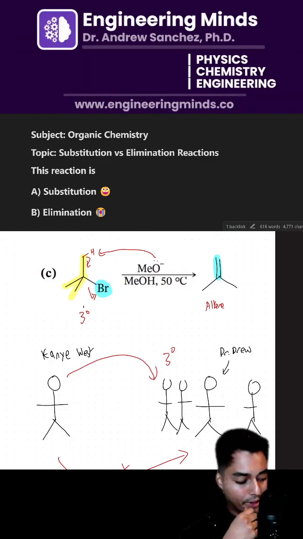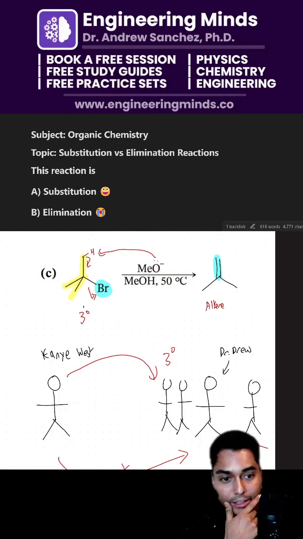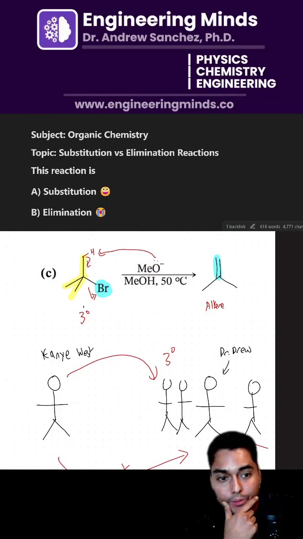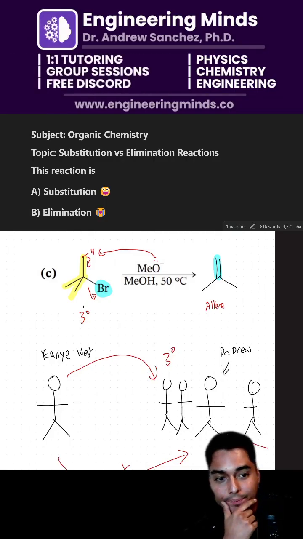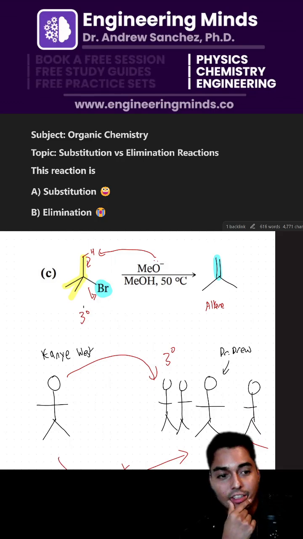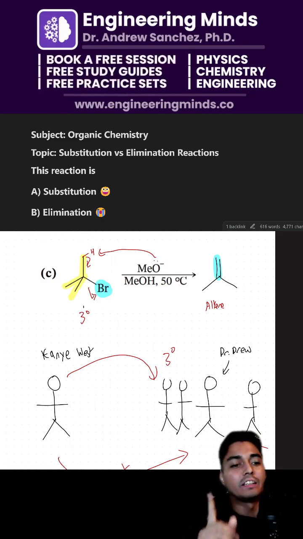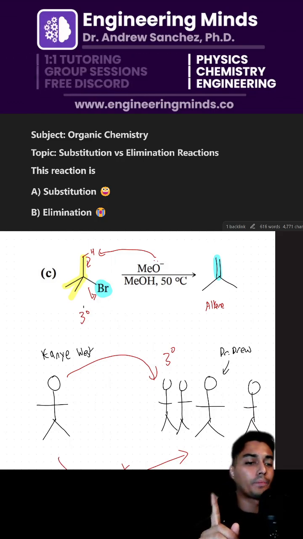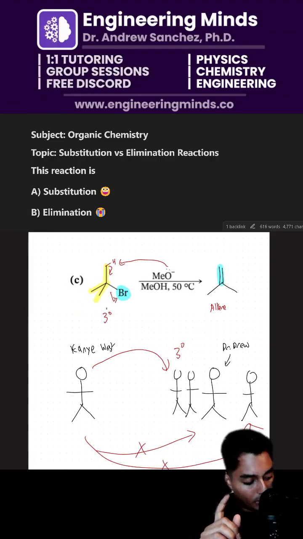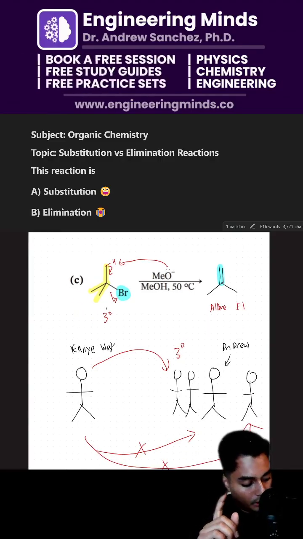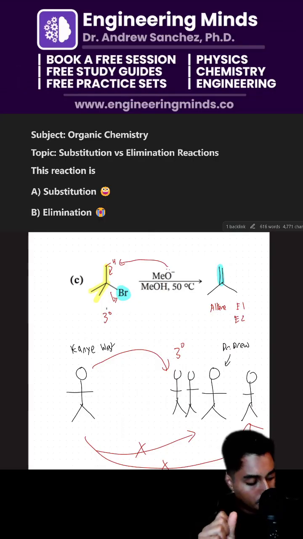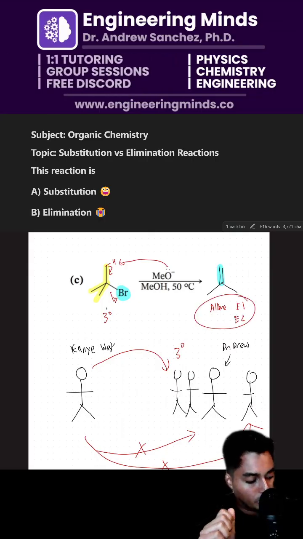Does solvent matter? Yeah, we have MeOH. Okay, E2 major. Yep, tertiary always E2. Once we form an alkene, it's E1 or E2.